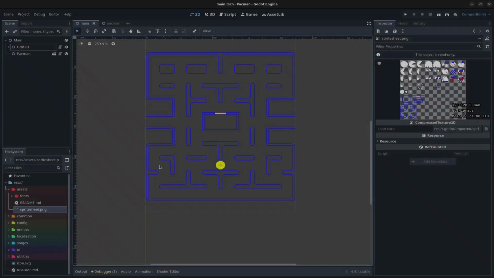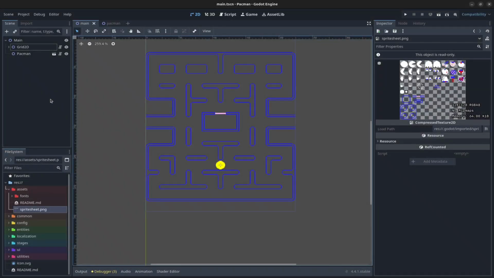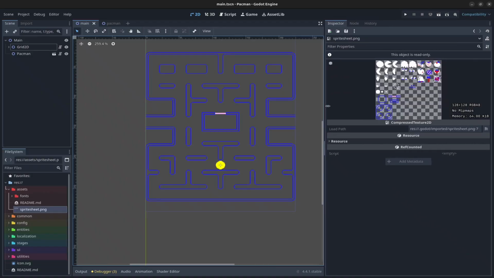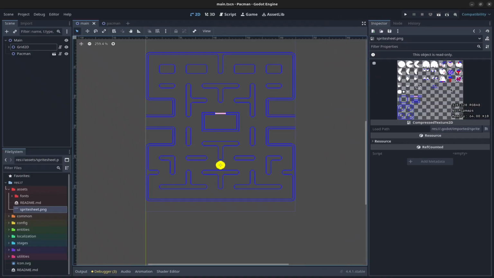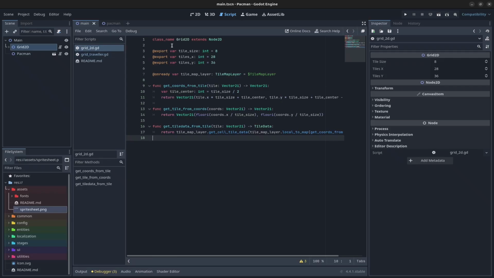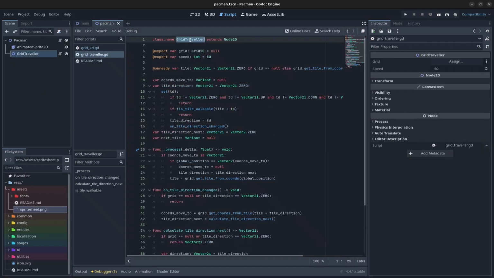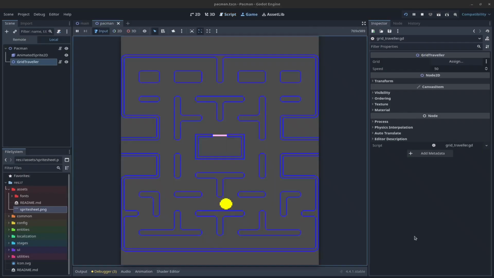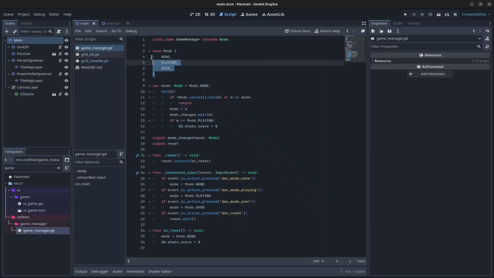As always, I start by setting up the project. But after that, I collected all the sprites for the game into a main sprite sheet and imported it. I made a basic grid, added the basic Pac-Man character to it, and started to work on moving Pac-Man through the grid. For something so basic, it was quite complex, including custom components like the Grid 2D and Grid Traveler that would work together to determine if a tile could be walked on or not. I added a game manager for handling modes like playing, so that I could control how Pac-Man behaved, for example, at the start of the game.